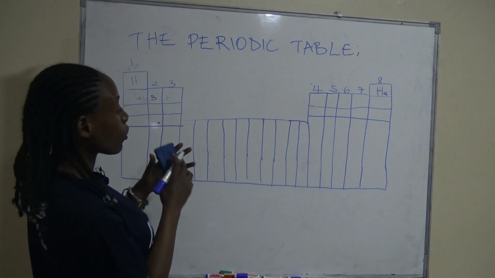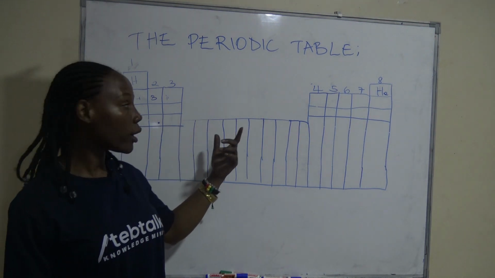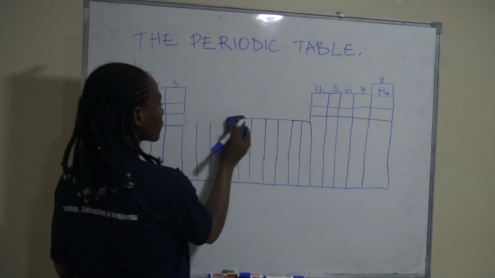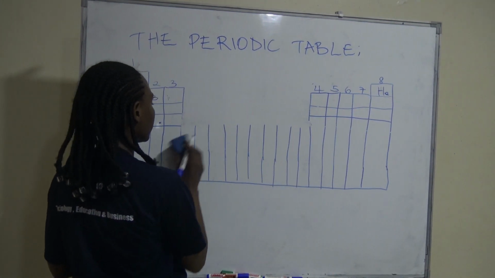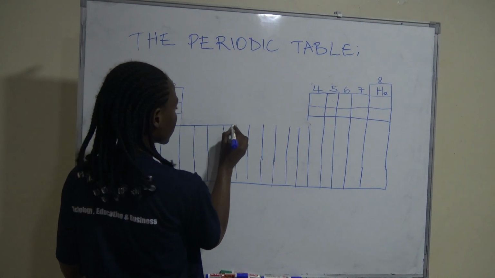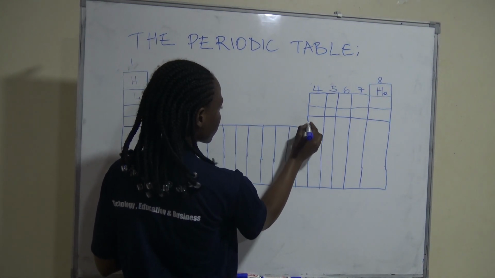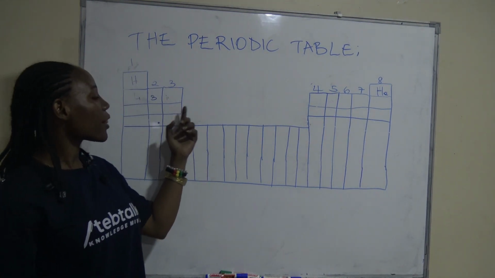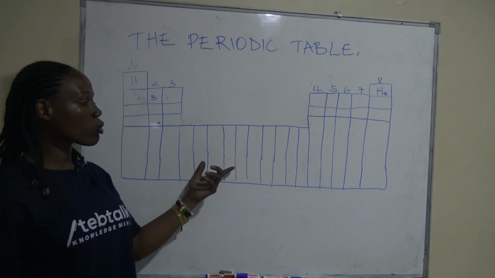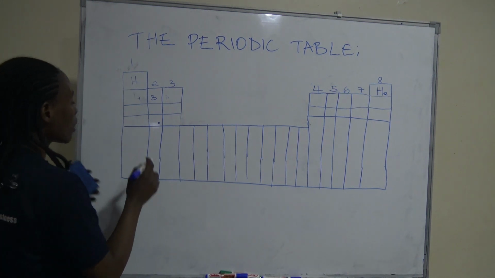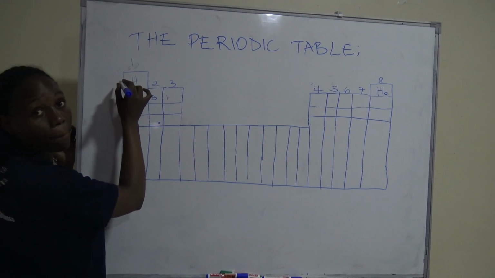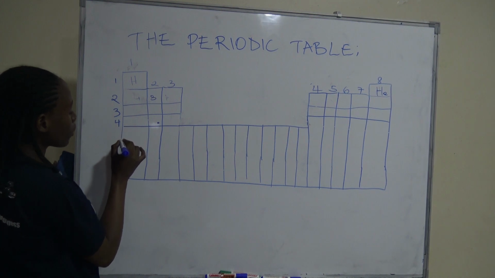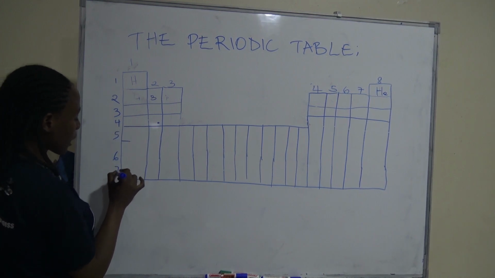So we stop from here, the one you studied in O level. So you'll find that these are the normal elements, and then we have these ones we call the transitional elements. So this would be period 1, period 2, 3, 4, 5, 6, and 7.